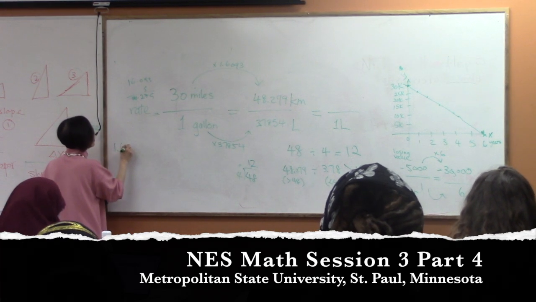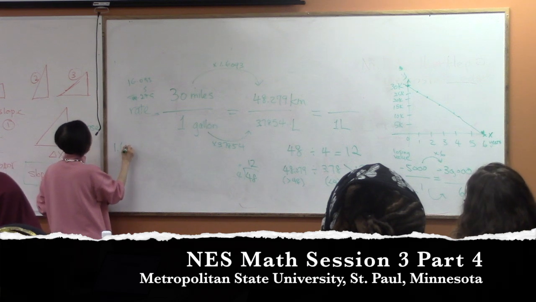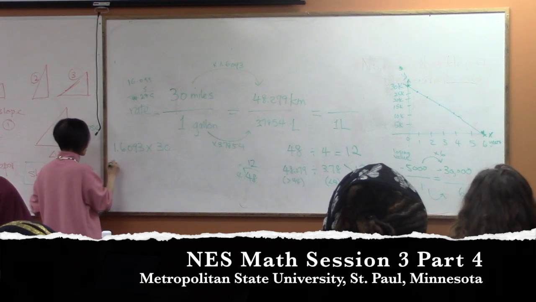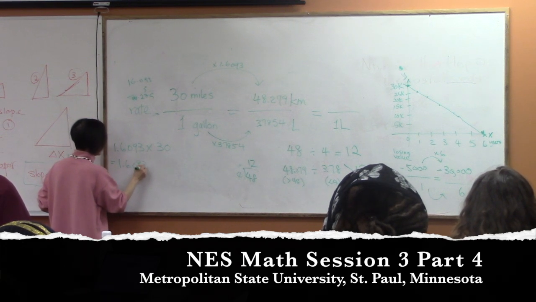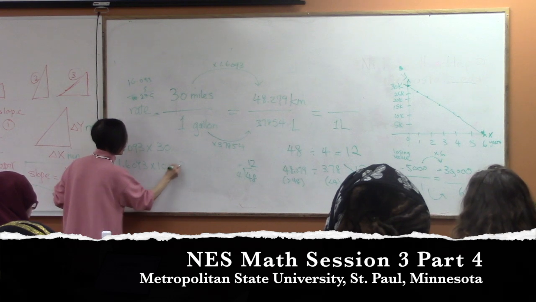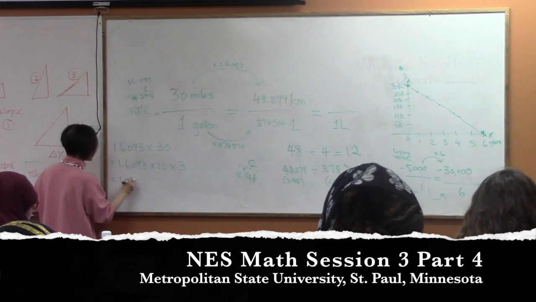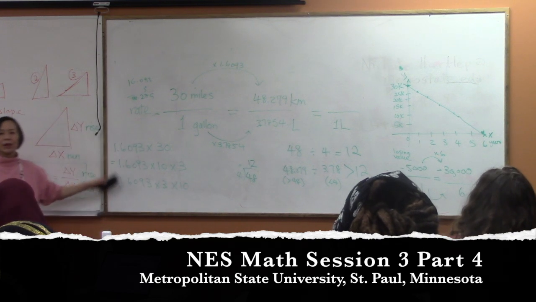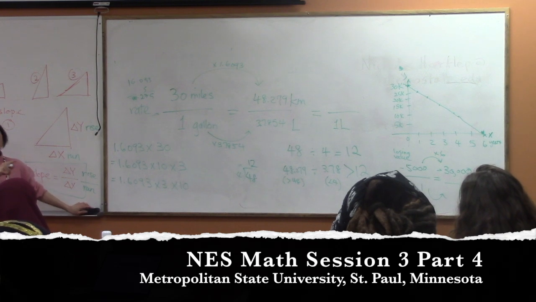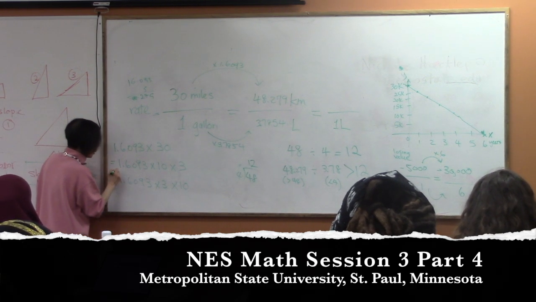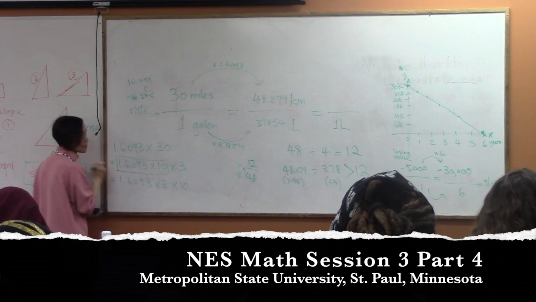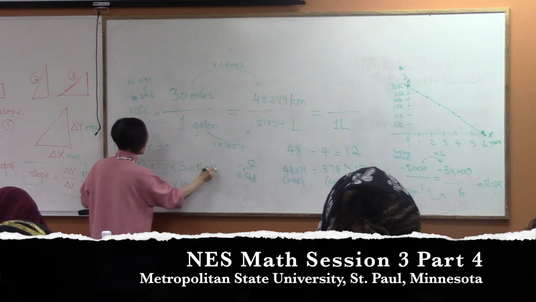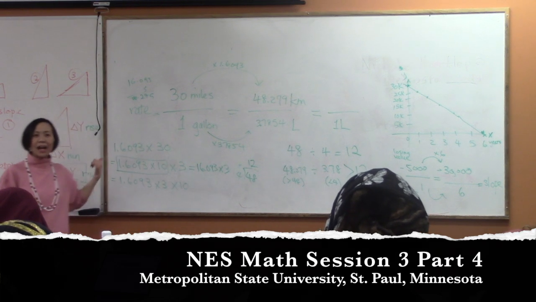So 1.6093 times 30. I'm going to write this down. It could be 1.6093 times 10 times 3. Or it could be 1.6093 times 3 times 10. Does everybody understand the difference? They should be the same. There is no difference. But what she did was she actually did this problem first, and then when you did this problem, it becomes 16.093 times 3.